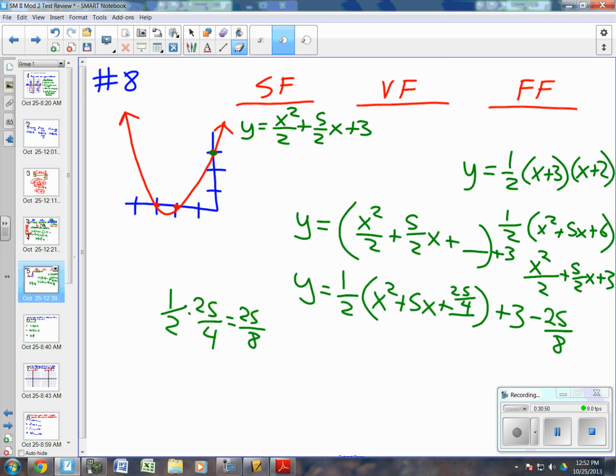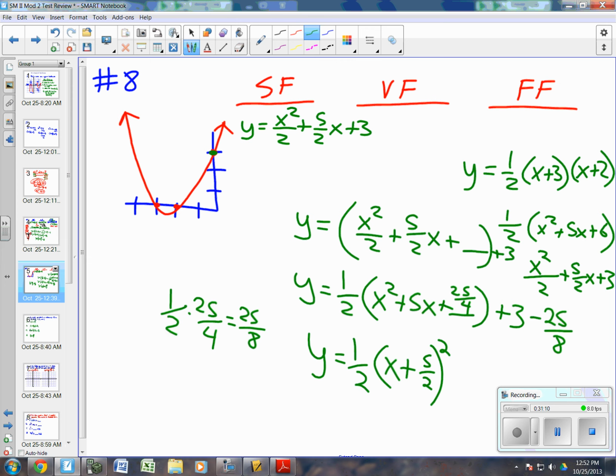Okay? Now, I'm ready to write this in vertex form. 1/2. I already know that this is a perfect square trinomial. What are my two binomials going to be? X plus what? What's the square root of 25/4, you guys? 5/2. That's what it's going to be. Plus 3 minus 25/8. What is that? Well, 25/8 is the same thing as 3 1/8, right? So it's really 3 minus 3 1/8. So what is minus 1/8?